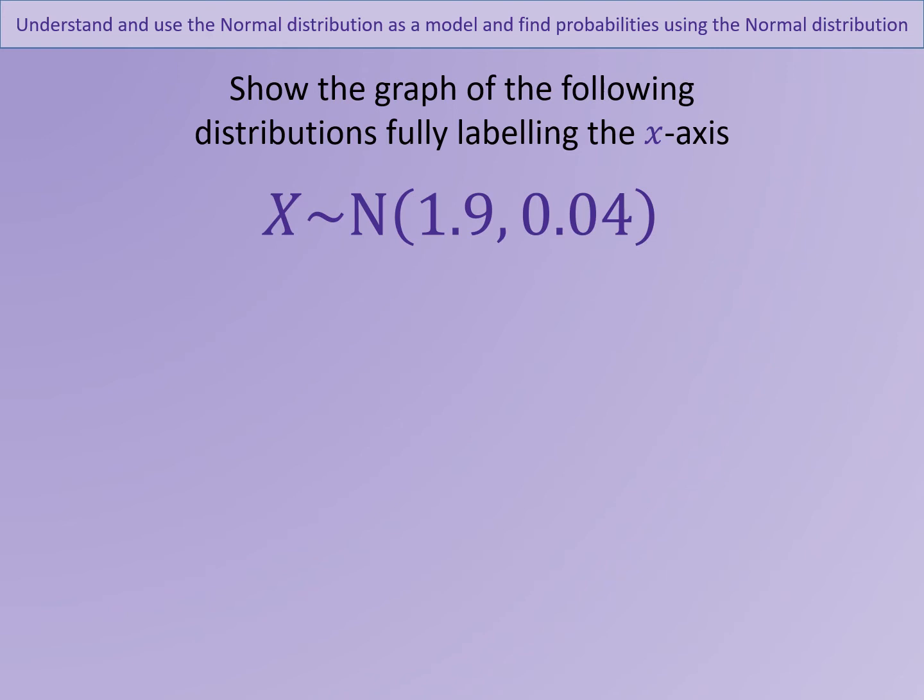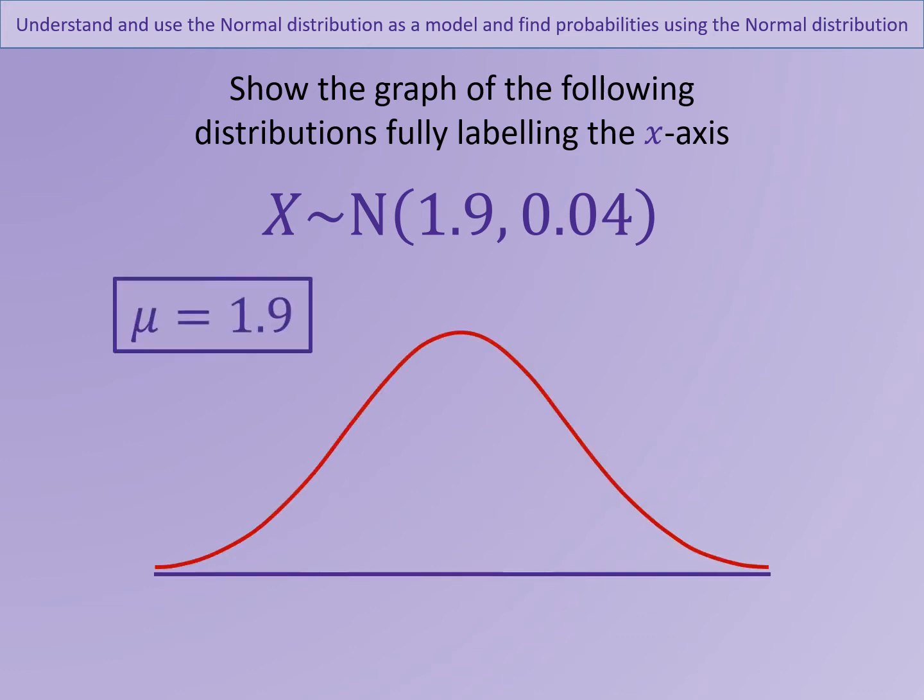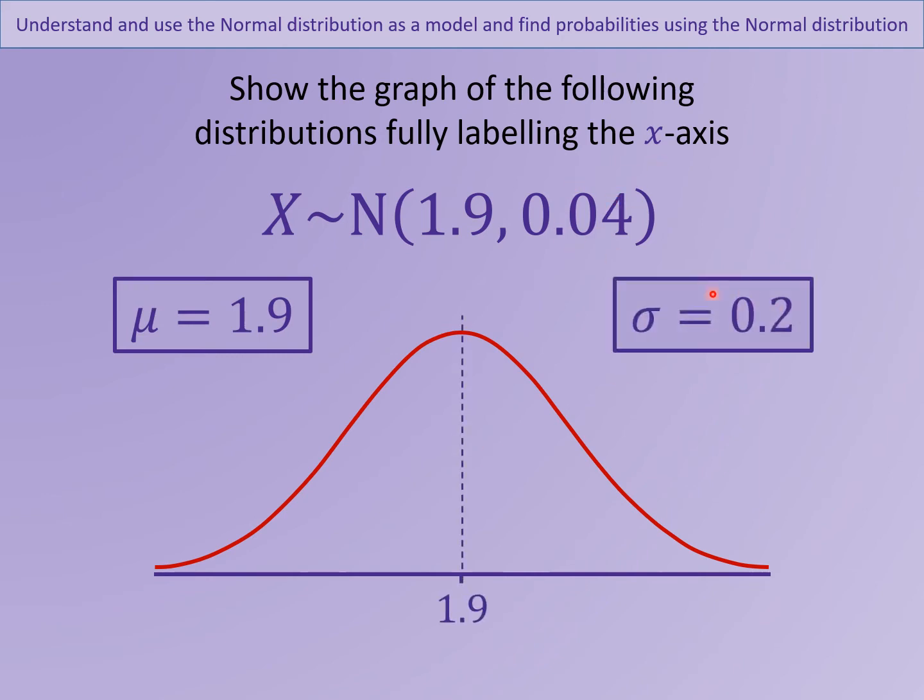Okay, so try again. A bit quicker this time. Pause it, have a go at those, see what you get. Okay, so I've got mean of 1.9, smack bang in the middle. 0.04 square rooted, 0.2. So you're going to go out by 0.2 on this side.